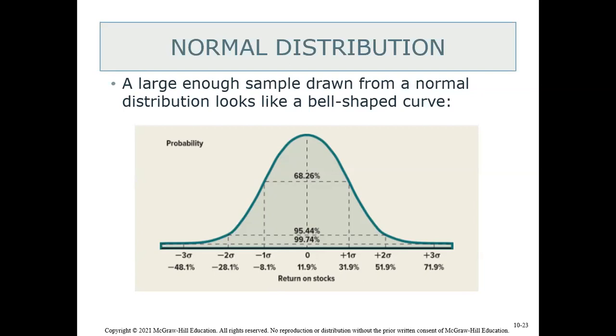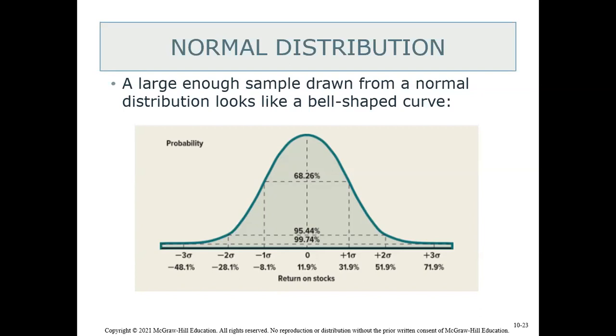And then if you take a look down lower, a return has a 95.44% chance of falling within the second standard deviation range. And then a return has a 99% chance of falling within a third standard deviation, so plus or minus. So it's just defining and letting you know where returns will fall in a normal distribution.